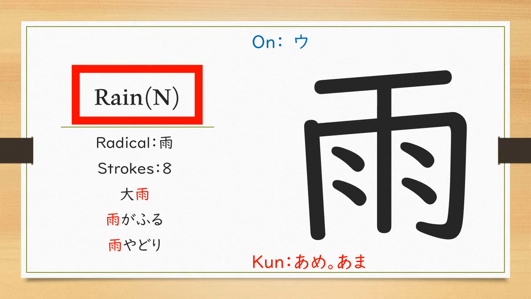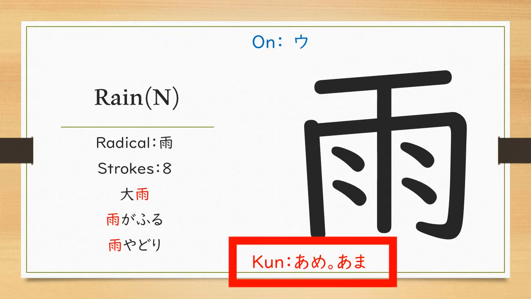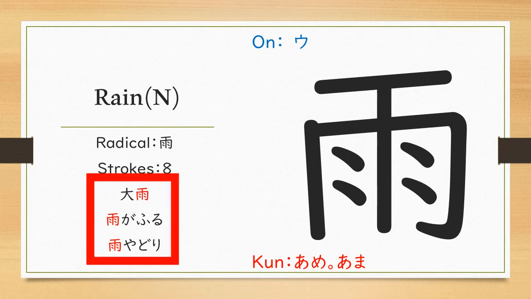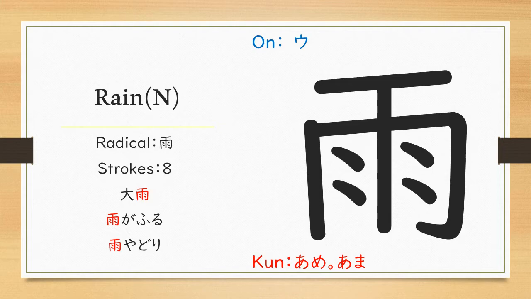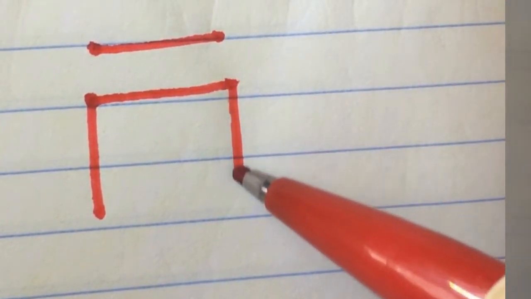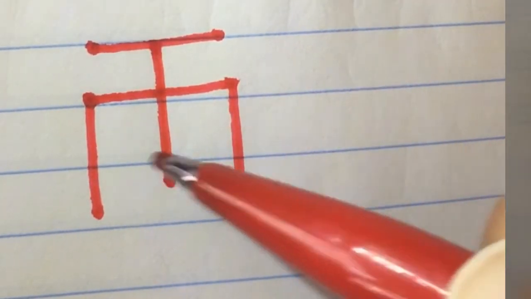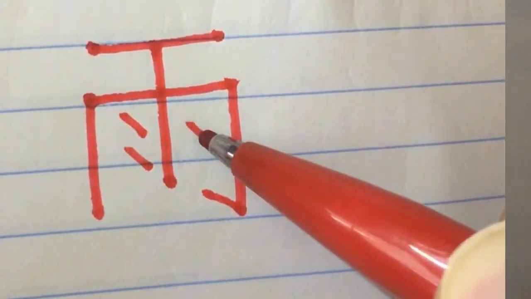The meaning is rain. Onyomi is u. Kunyomi is ame, ama. These are the words with this kanji. We will go over later. Next is stroke orders. So you go across, go down, attached, go across, go down, hook, the center, go down, stop, and 4 dots.